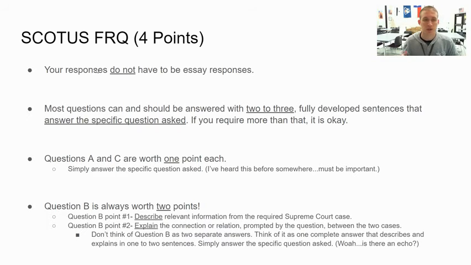If you require more than a couple sentences to fully explain it, that's okay. A and C are worth 1 point and B is worth 2 points. And there's a further explanation of what you should be doing for those 2 points.